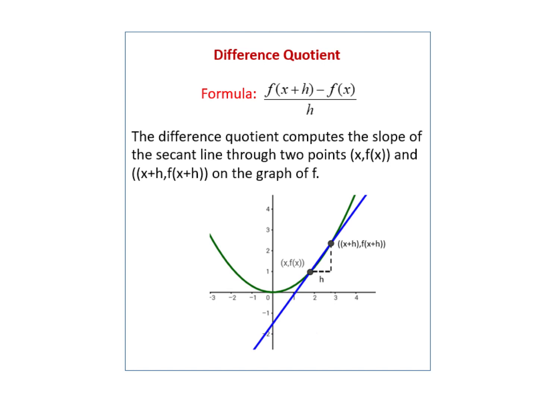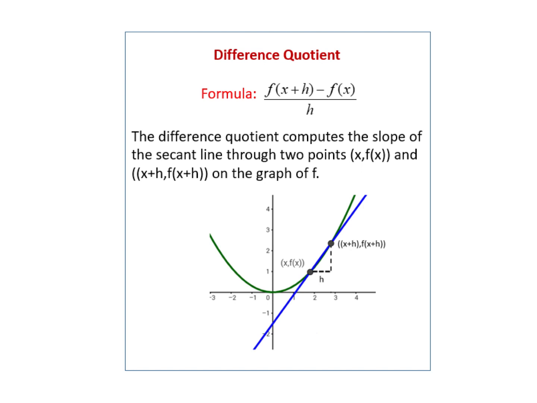Hopefully you understand, this is a slope formula written in a different way. So your y2 minus y1 over x2 minus x1, except instead of using x2 minus x1, I'm just saying the horizontal distance h. So f of x plus h minus f of x, over h.